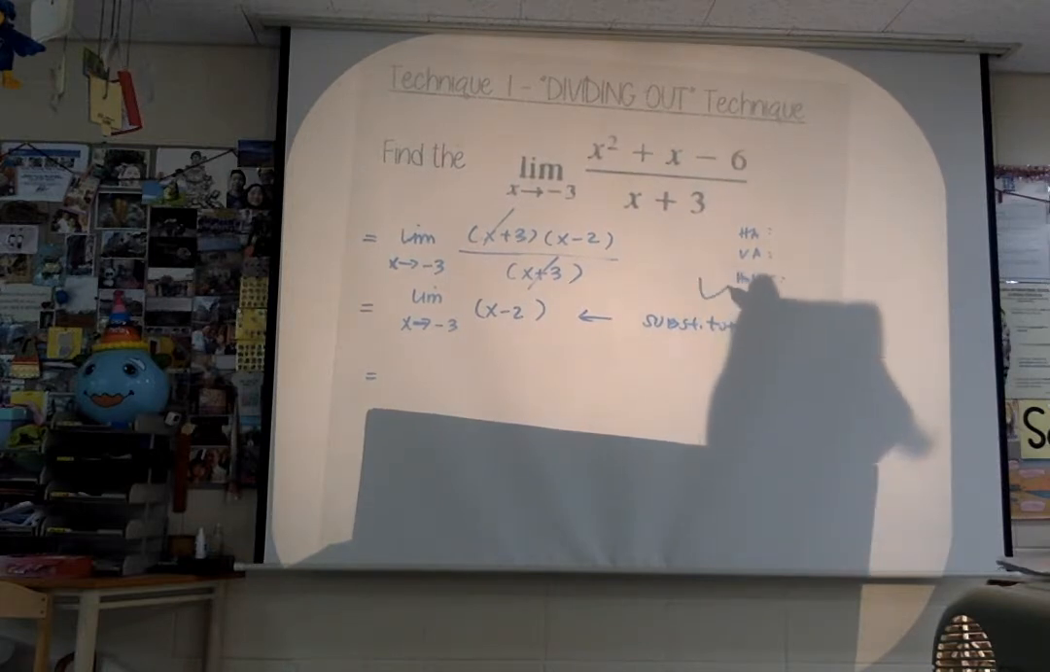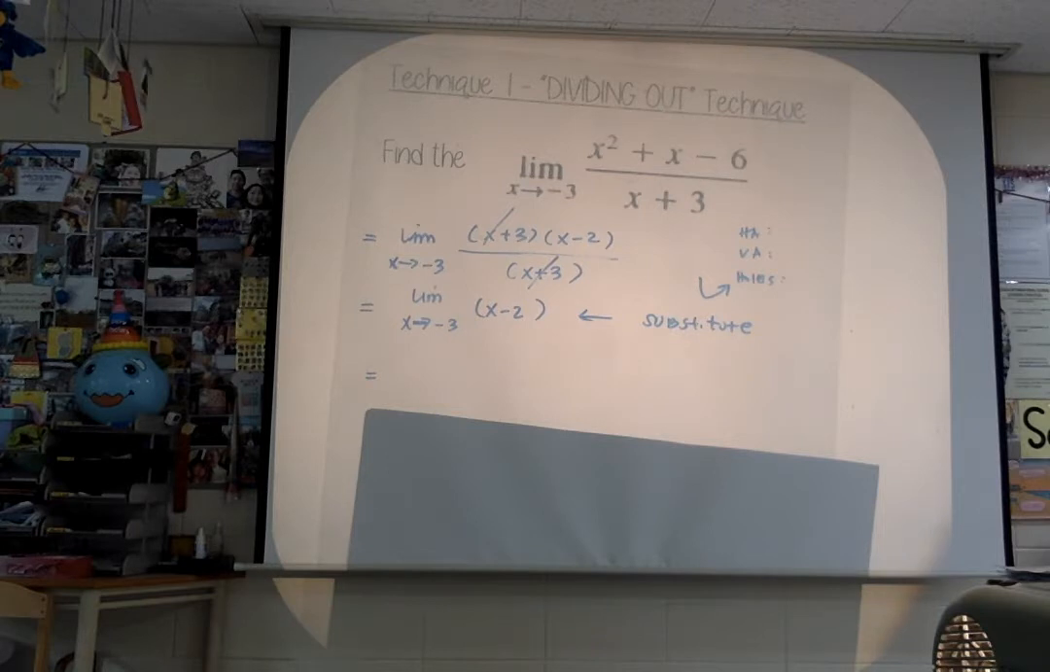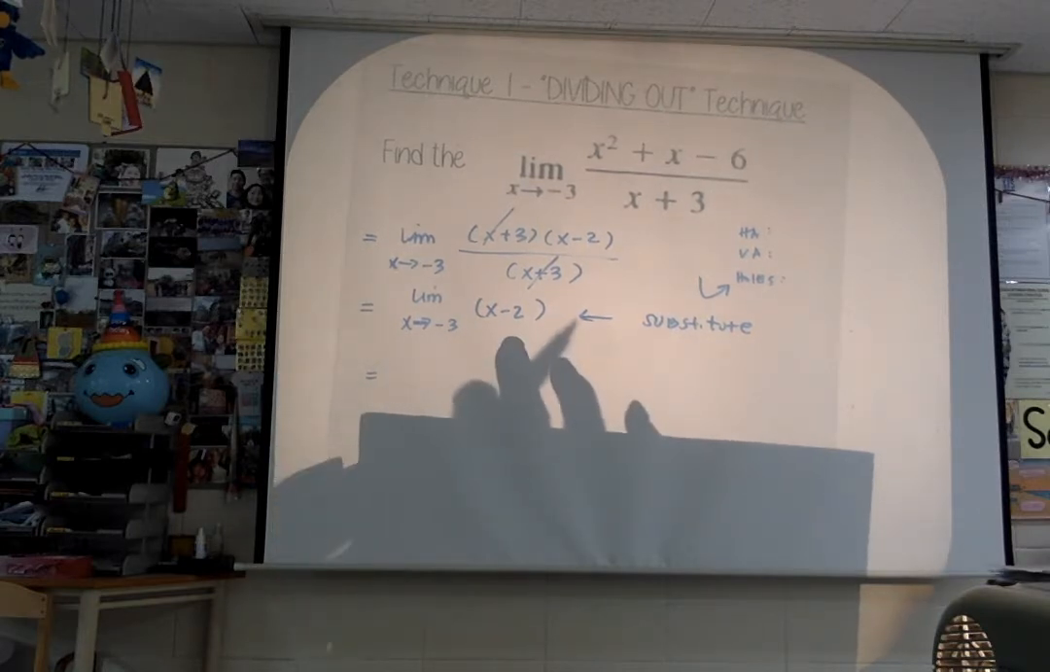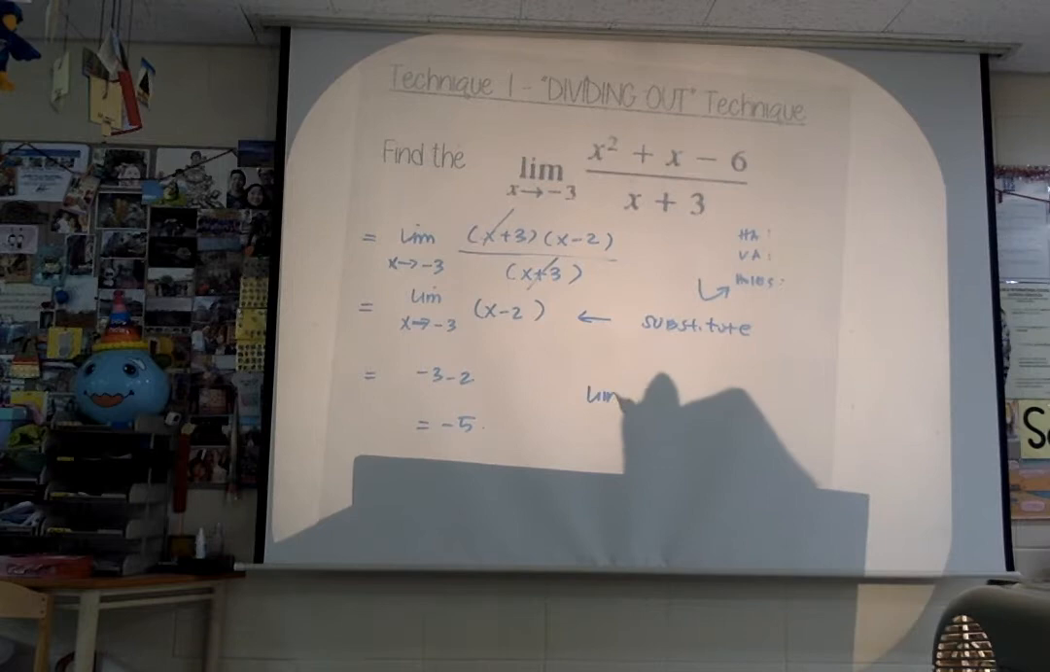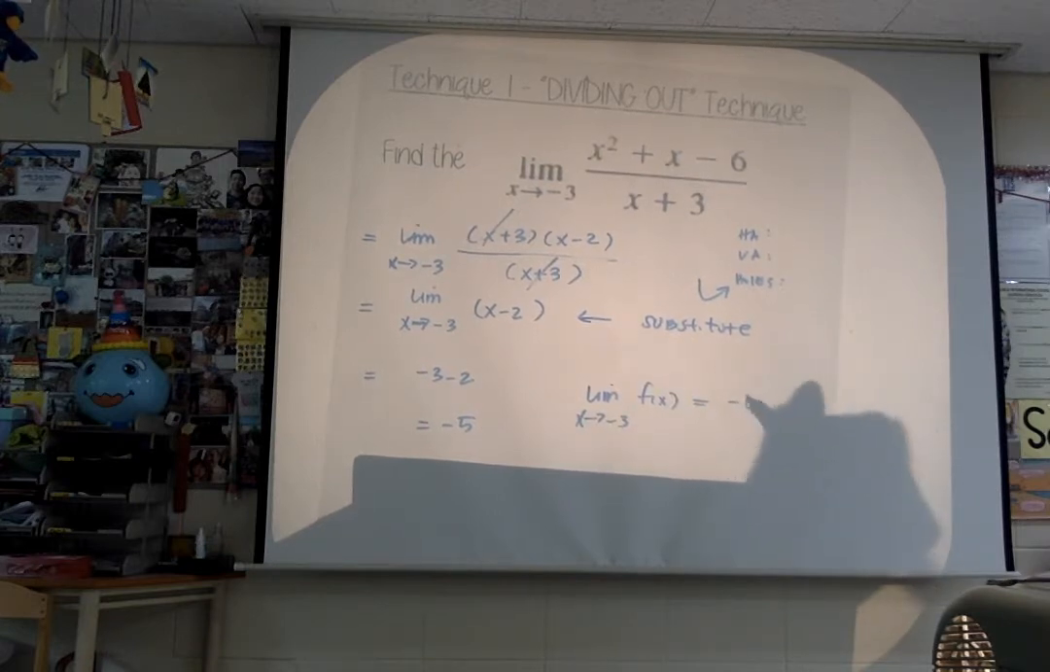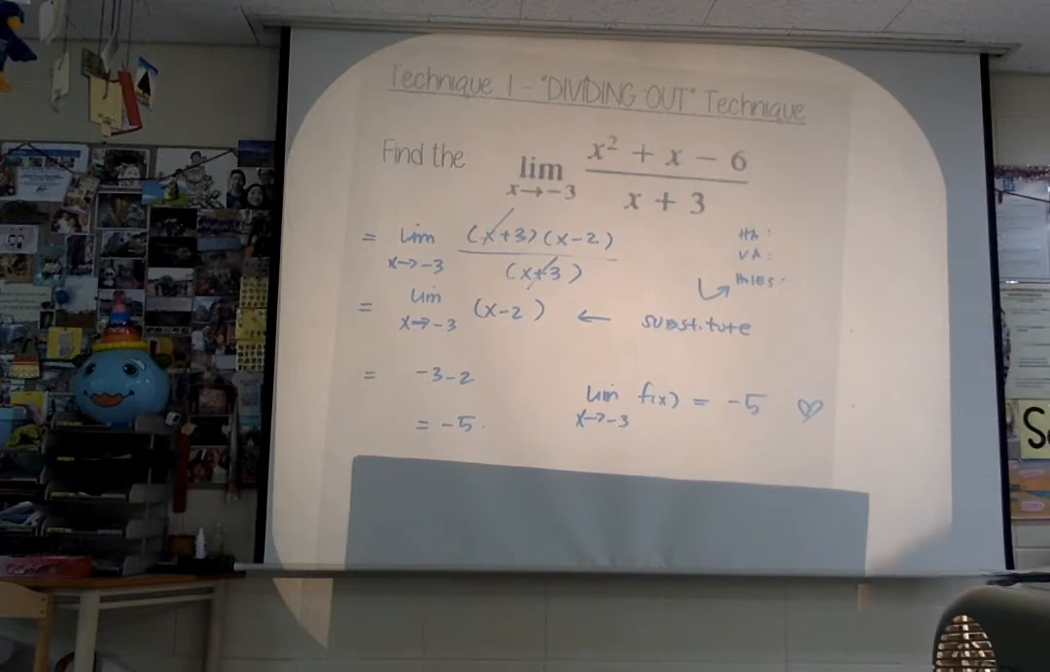It's discontinuous at the whole. But the whole, it's the actual what we're looking for, okay? So when you substitute in here, what do you get? You get negative 3 minus 2, and you're right. You get negative 5. Therefore, the limit as x approaches negative 3 of this function is negative 5, as we suspected, okay? Great. So now you try one, okay?